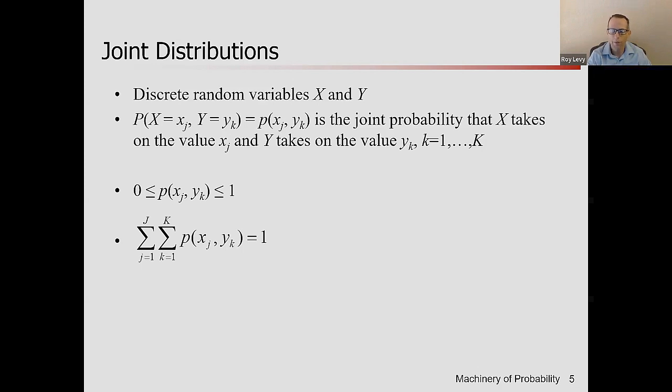The same rules kind of apply. Probability has got to be between 0 and 1. And if I add up over all the different possible states, the probability of x taking on a value xj and y taking on a value of yk, for all possible values of j and k, everything's got to add up to 1.